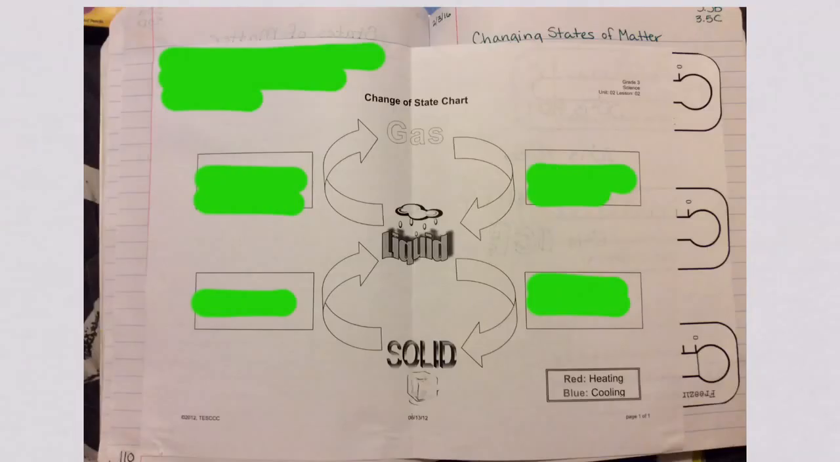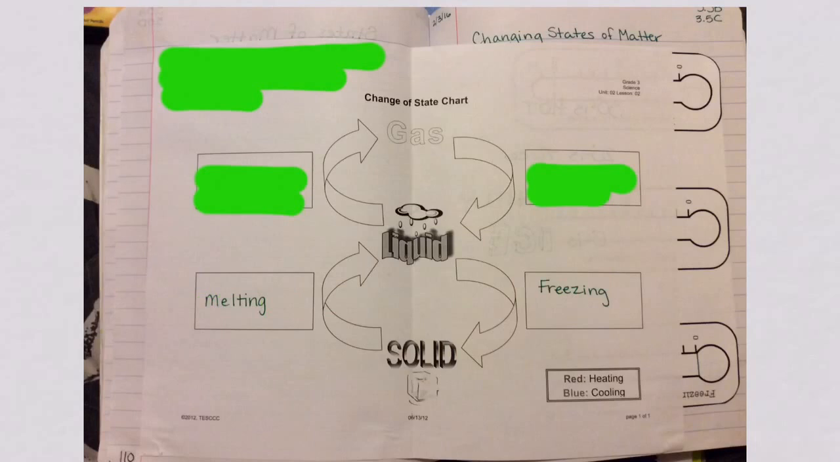The other part you're going to need, you're going to fill in these blanks right here. Okay? So, if you follow the way the arrow goes, we're going to start at a liquid. That liquid is going to turn into a solid by freezing. That solid will turn back into a liquid by melting.